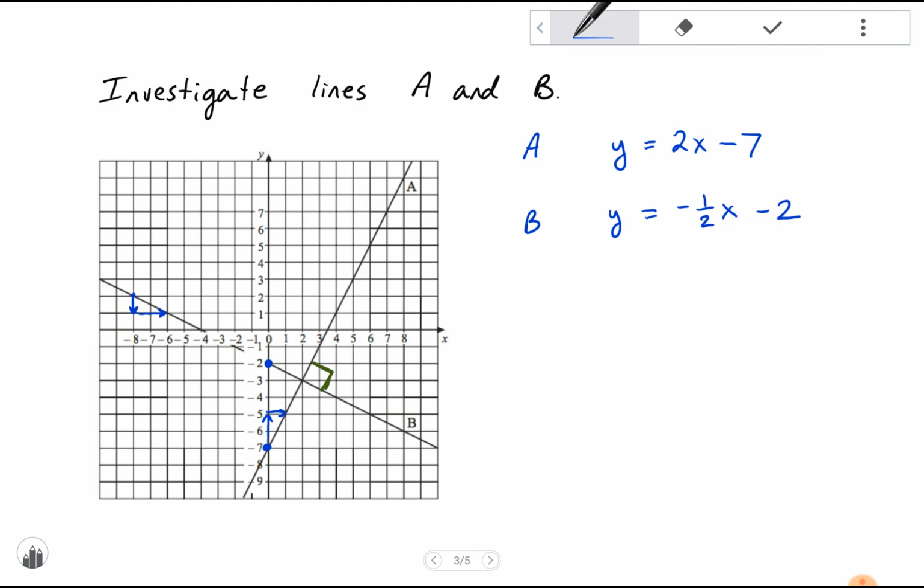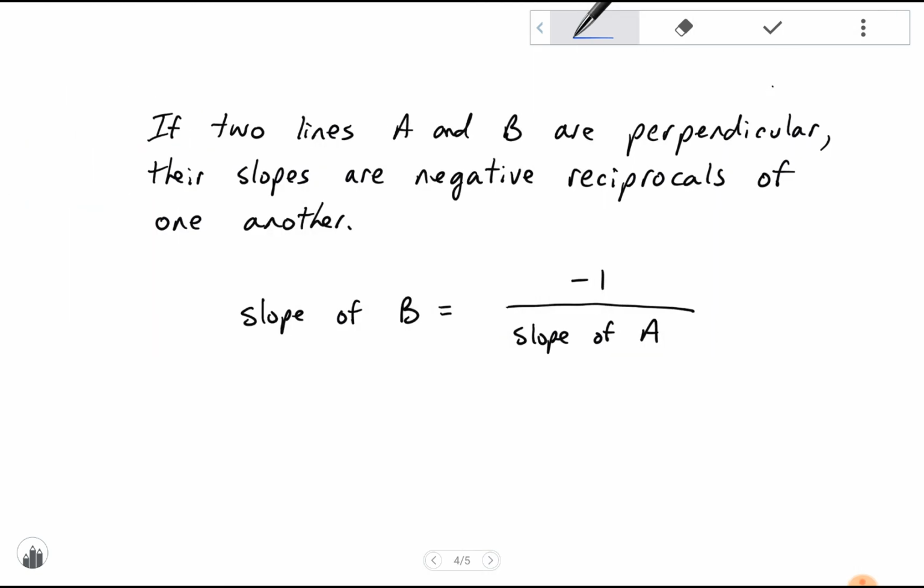Those seem somewhat related. The slope of A is 2, the slope of B is -1/2, and these happen to be perpendicular. What we note is that if two lines A and B are perpendicular, such as in the last case, their slopes are negative reciprocals of one another. So that means the slope of B equals -1 over the slope of A.